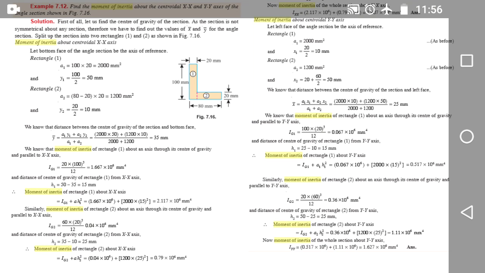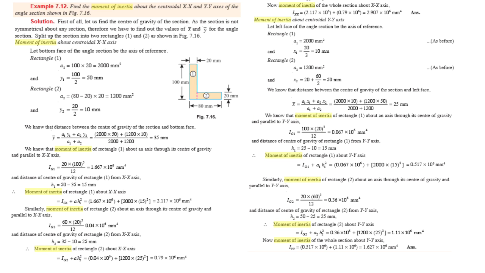Now let us see the example problem. Find the moment of inertia about the centroidal x-axis and y-y axis of the angle section shown in the figure. Solution. First of all, let us find the center of gravity of the section.